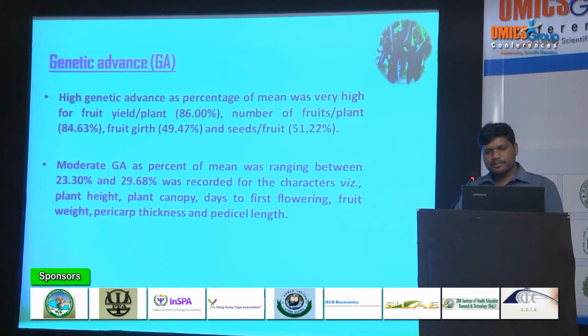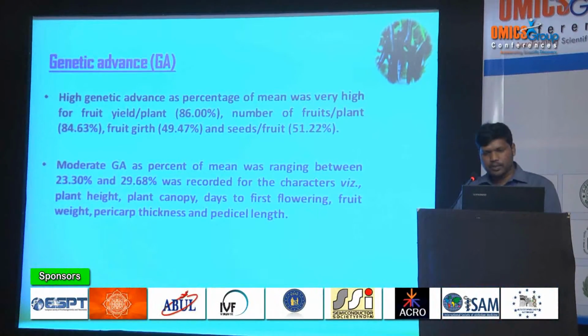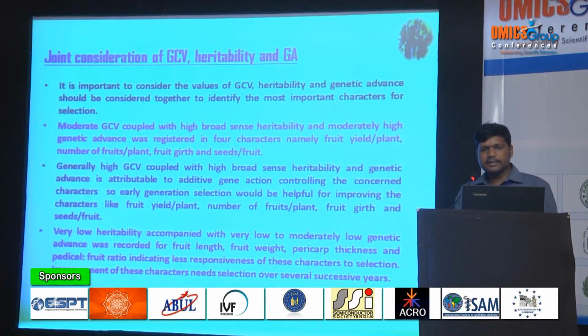Moderate genetic advance as percent of mean, ranging between 23.30 and 29.68, was recorded for the characters plant height, plant canopy, days to first flowering, fruit weight, pericarp thickness, and pedicel length. Joint consideration of GCV, heritability, and genetic advance: it is important to consider the value of GCV, heritability, and genetic advance together to identify the most important character for selection.